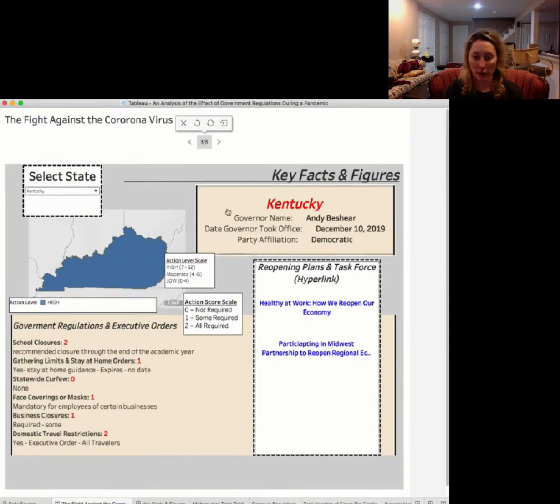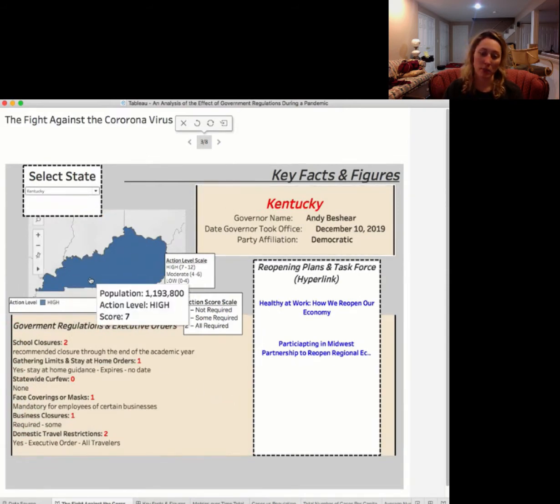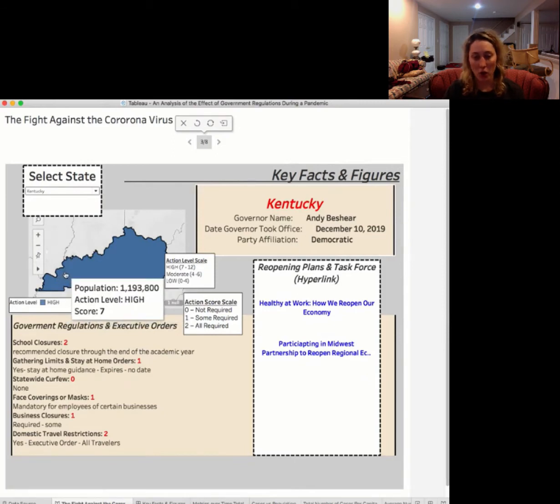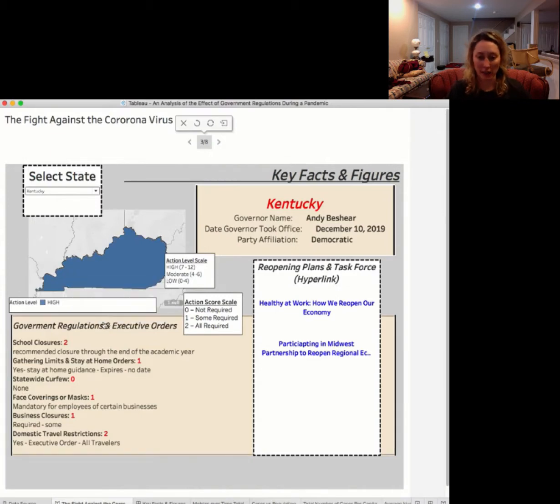It's going to give you a map that tells you the population, the action level, and the score. So the action level and the score come in to the government regulations and executive orders. So if you look down, there are different genres here explaining what the state has done in regards to these questions.